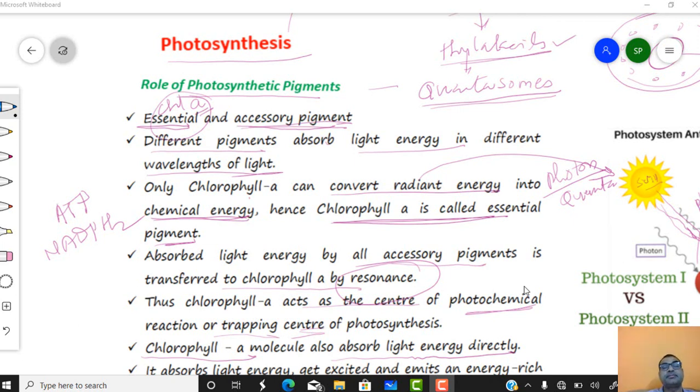Welcome back, friends. Photosynthesis. Role of photosynthesis. Role of photosynthetic pigment in photosynthesis.